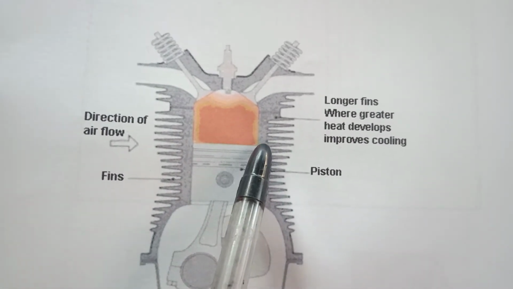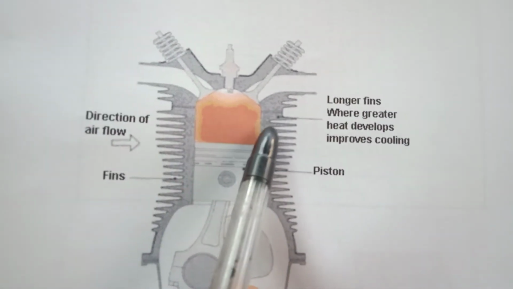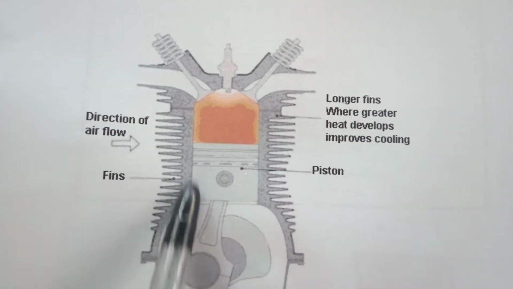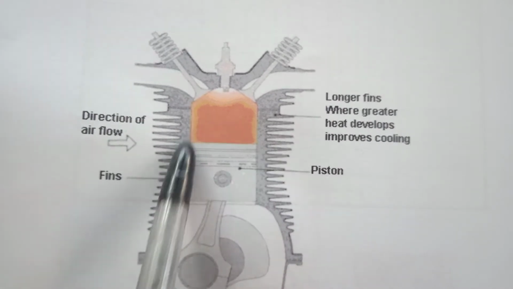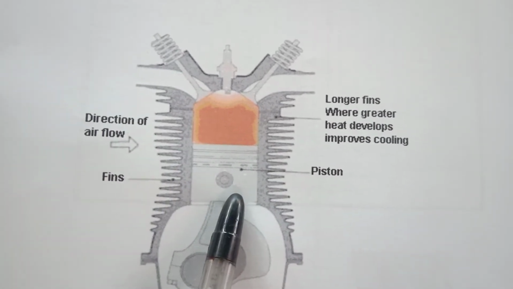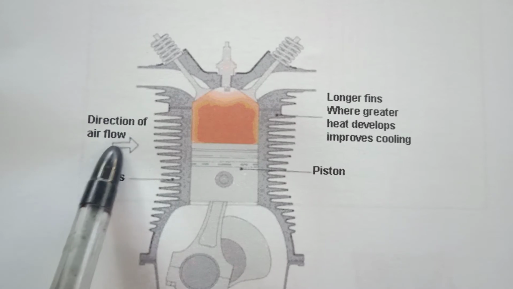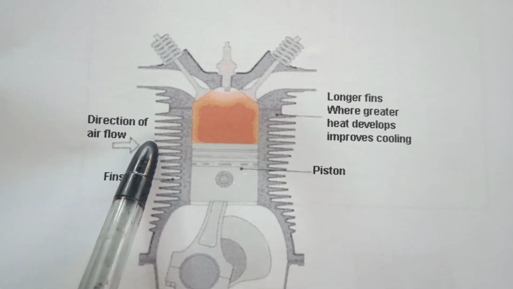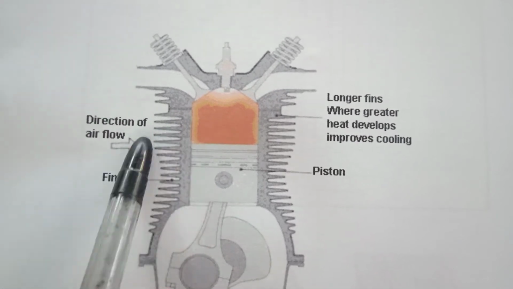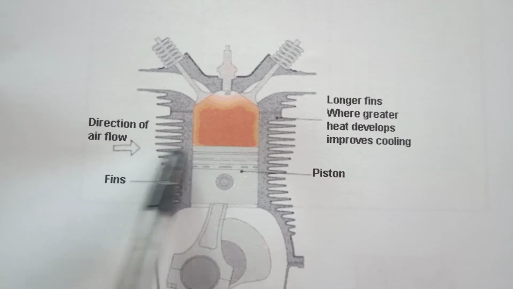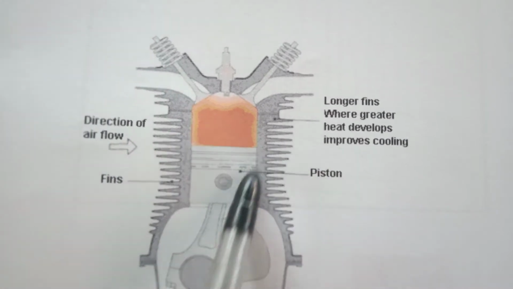So by providing these fins, the heat generated is dissipated to the air, due to which there is no distortion of the cylinder head, and seizing of the piston is avoided. This is how the air cooled engine works. This is the direction of air flow. Air flows in this direction and comes in contact with the cooling fins, and by the convection process heat is transferred to the air, and this complete engine is cooled down. So this is how the air cooled engine works.